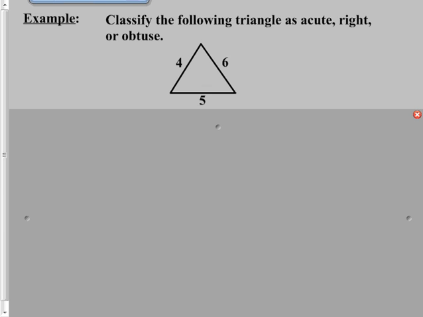Okay, so let's look at one more real quick together. Classify the following triangle as acute or right or obtuse.